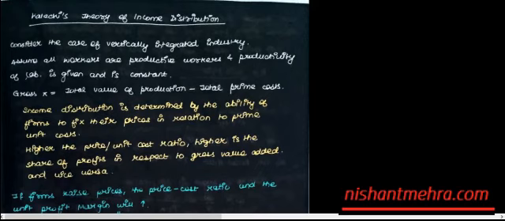Kalecki's theory of income distribution. We have already seen Kaldor's theory of income distribution. Now we're going to look at Kalecki's theory of income distribution. Now we are considering the case of a vertically integrated industry.